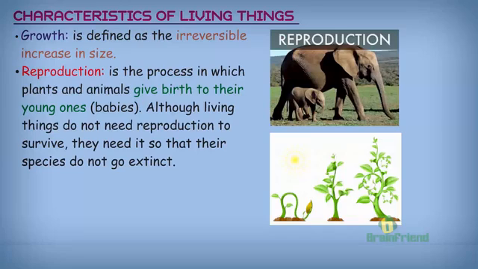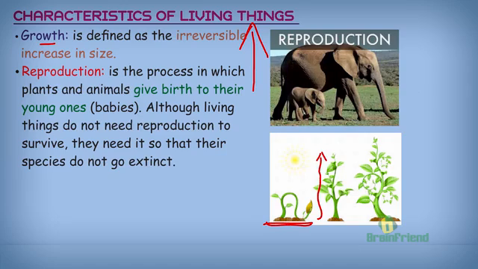Now let's look at the characteristics of living things. One characteristic living things have is that living things grow. What does it mean to grow? It means the irreversible increase in size. We see from this that this is just when the plant sprung up from the soil. Gradually, in the presence of sunlight, carbon dioxide, and water, it begins to grow. It begins to increase in size. Our plant here has grown this much.